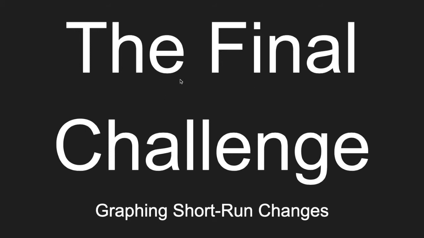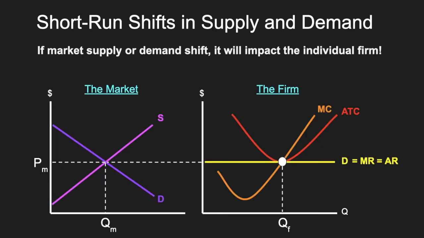Okay, your final challenge in Unit 3 for AP Micro is to graph short run changes. Now, I'm not actually going to ask you to graph those freehand today because I am in quarantine. So instead, I thought it would be better to have you practice some questions that are similar to what will appear on your Unit 3 test. And we will practice graphing these when I return. So here's what we're talking about.